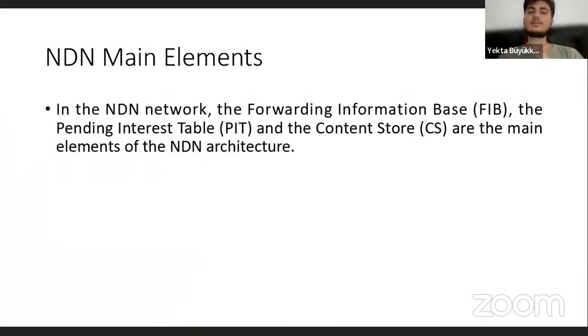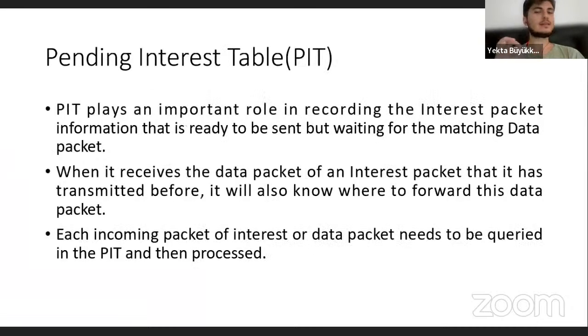And these are the main elements of named data networking. These interest and data packets have something to do with the forwarding information base, the FIB, the pending interest table, the PIT, and the content store, also known as cache, which is the main goal of this paper. But I will express them and clarify them a little bit before I get into cache. What is the PIT, the pending interest table? We just call it the PIT. PIT plays an important role in recording the interest packet information that is ready to be sent, but waiting for the matching data packet.